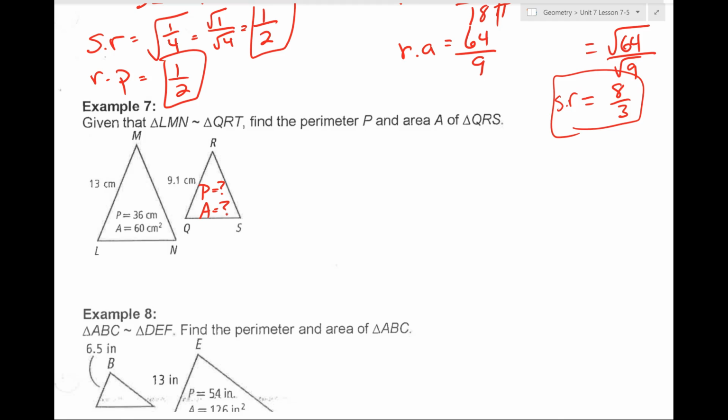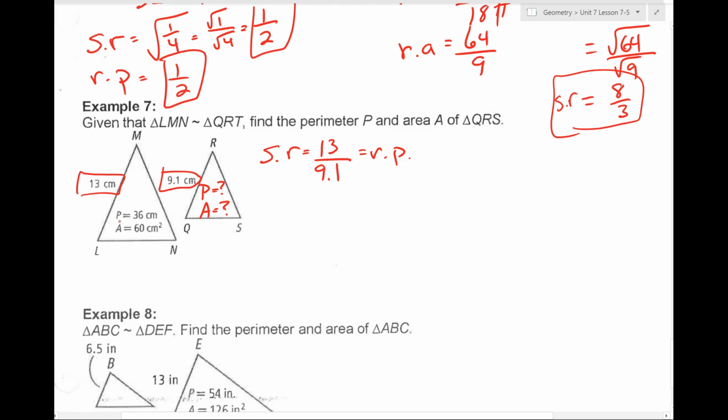When I look at this, I see that I have a pair of corresponding sides, which means I can get a similarity ratio. And I'm just going to go to the bigger to smaller one because it's just left to right. So it's 13 to 9.1. You can change that to a fraction if you want, but you can leave it just like that. Knowing that the ratio of perimeters are the same thing, I'm going to use that to solve for the perimeter of the smaller triangle.